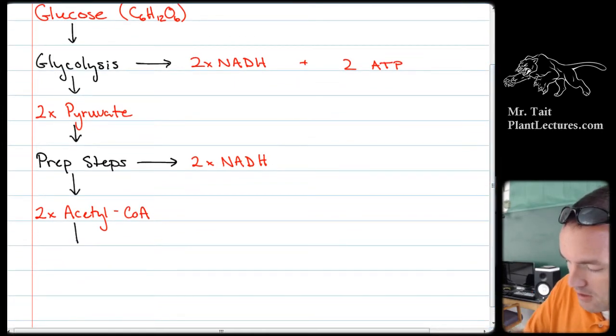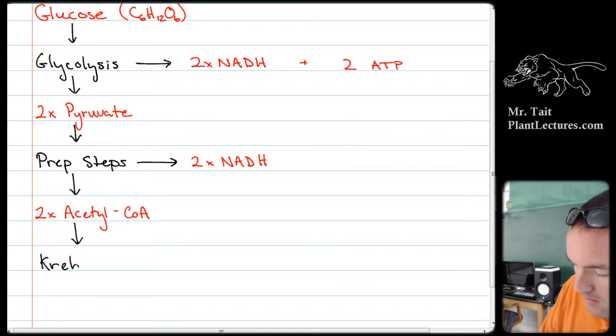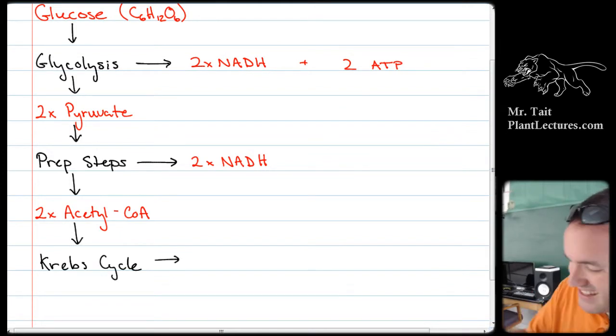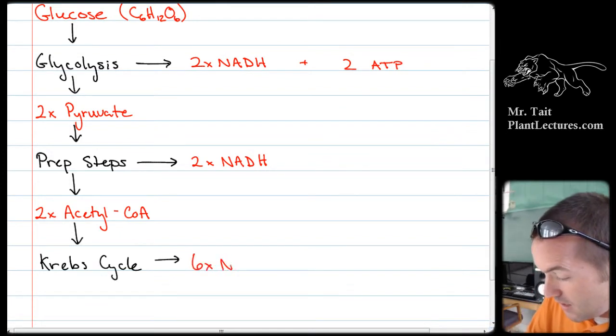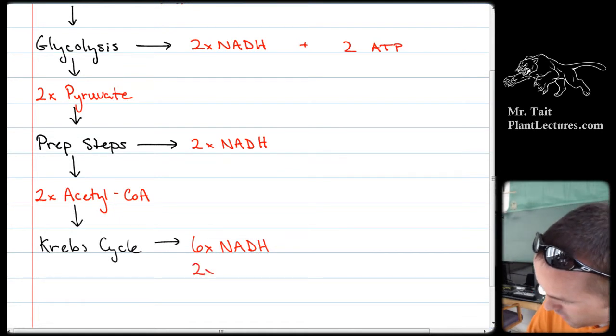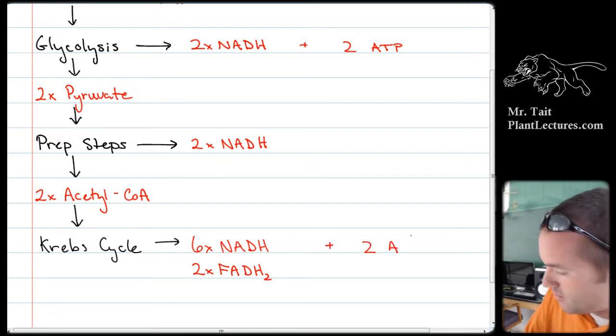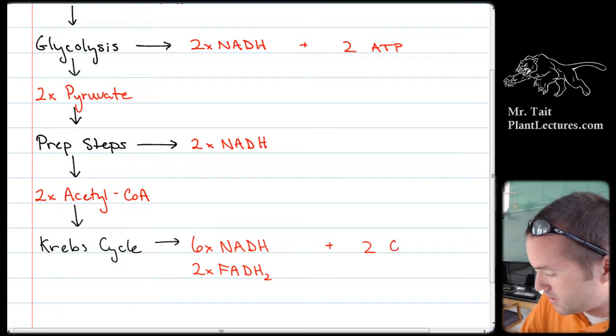Then we're going to go from the prep steps into the Krebs cycle. The Krebs cycle will produce 6 NADHs, 2 FADH2s, and then also 2 ATP, which actually is GTP. We'll put it there. They're GTPs. But for all intents and purposes, we just call it ATP.